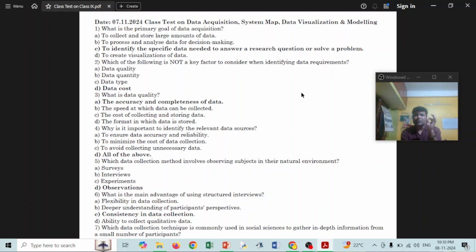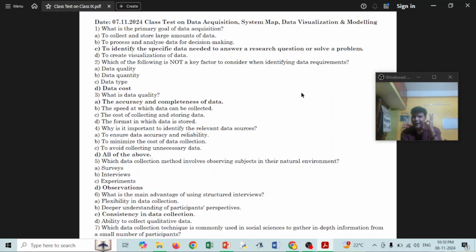And the second one is, which of the following is not a key factor to consider when identifying data requirements? Data cost. And third number is, what is data quality? The accuracy and completeness of data.